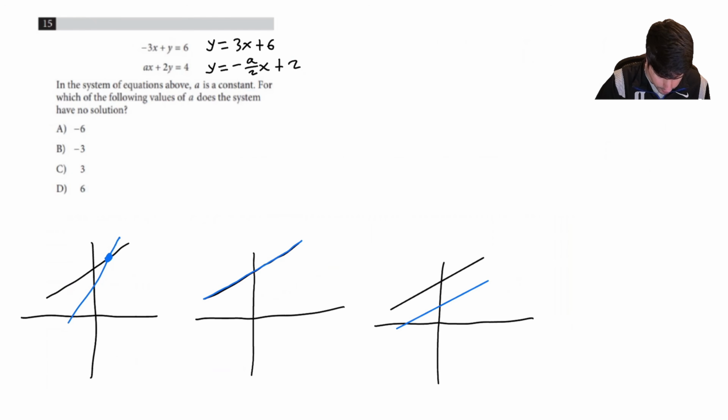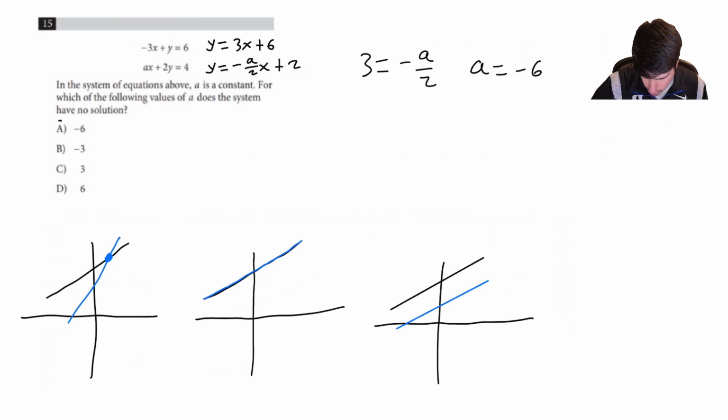So then notice, right, these two lines have different y-intercepts. So we're definitely not in the second case where we have infinitely many solutions. So now we just need to find the value of a that makes this slope equal to 3. In other words, we're just trying to find the value of a such that 3 is equal to negative a over 2. We just multiply both sides by negative 2, and then this gives us that a is equal to negative 6, which is answer choice A.